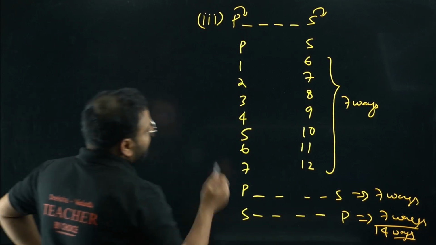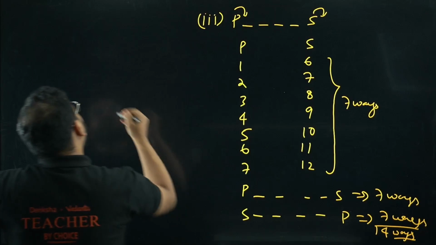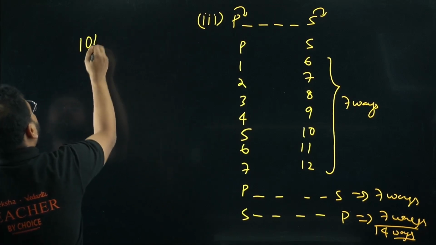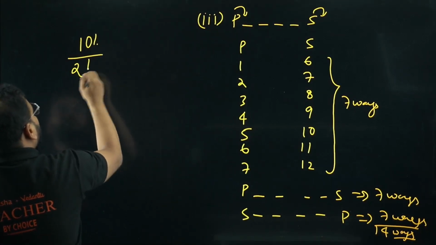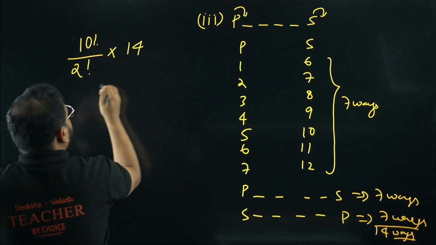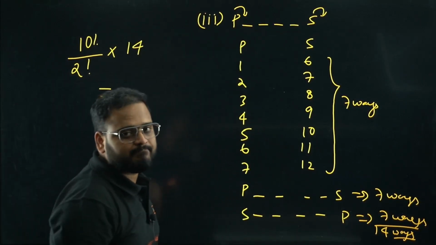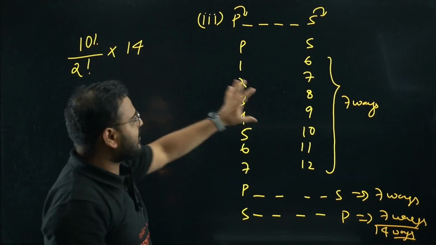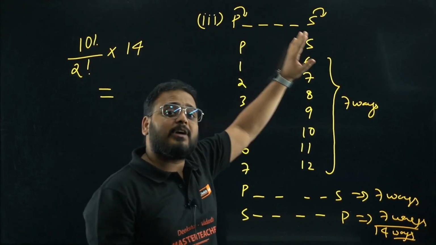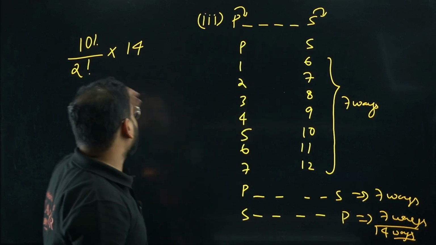Now how many ways can you write this? This is only for 2 letters. How many letters are left after these 2? We have 10 letters left. We'll write here 10 factorial by 2 factorial into 7 plus 7, so 14. That's your answer. Correct? We still have to arrange 10 more letters, so 10 factorial. 2 factorial is common because of the T, so divided by 2 factorial.